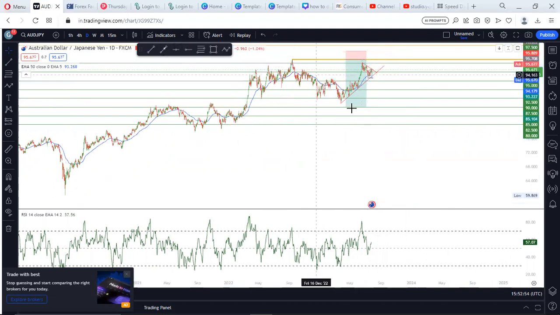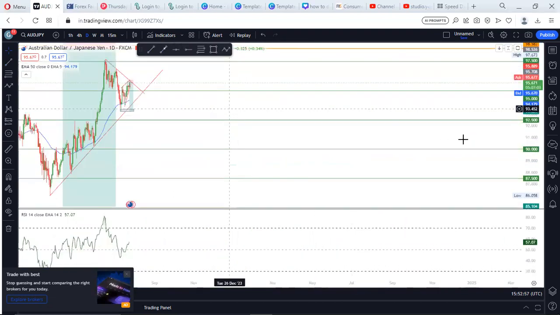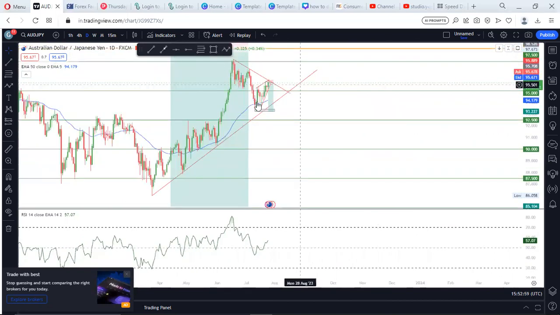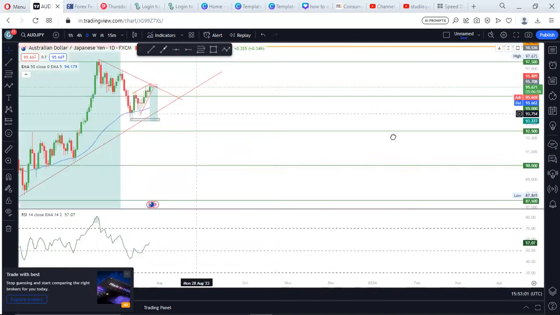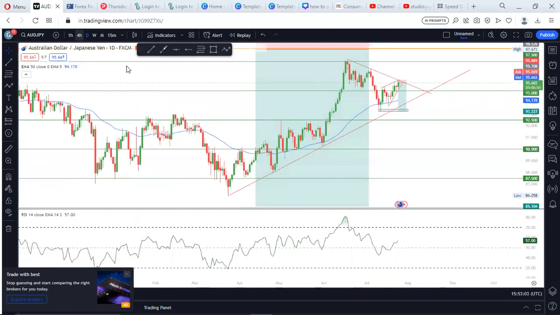Because that's where the zone is. So with that being said, this is what the 1 hour was showing me, what the daily was showing me. So I went down to the 4 hours.